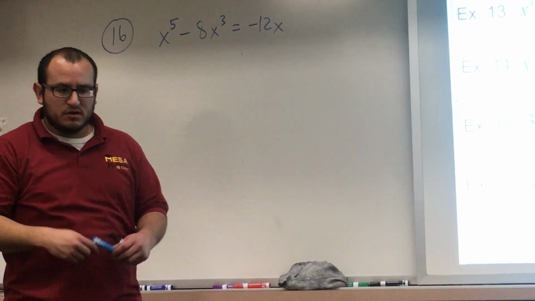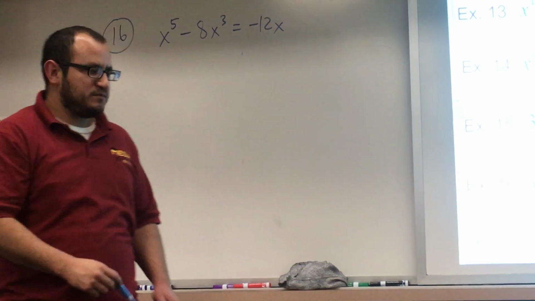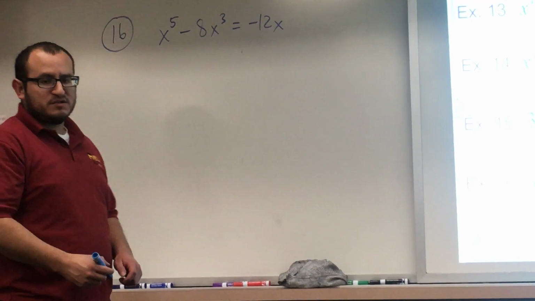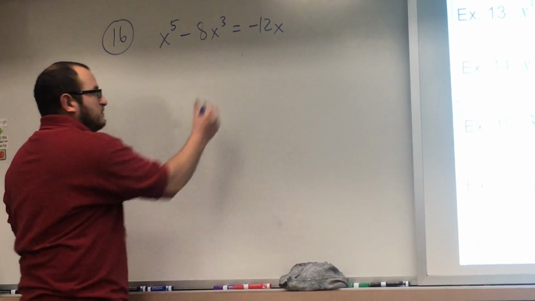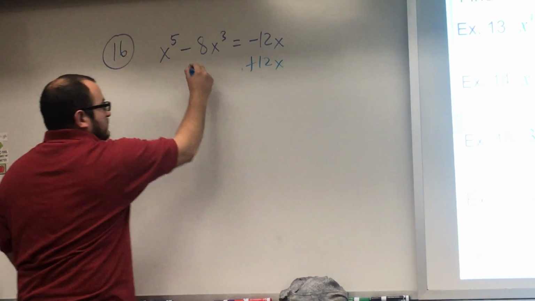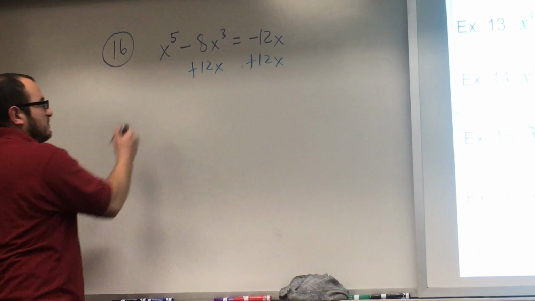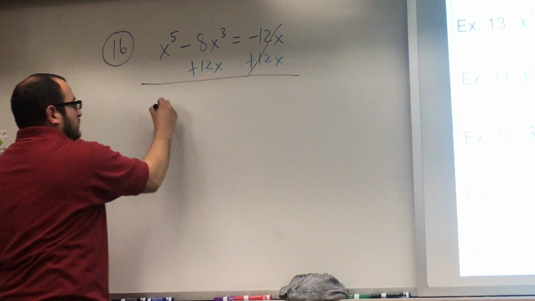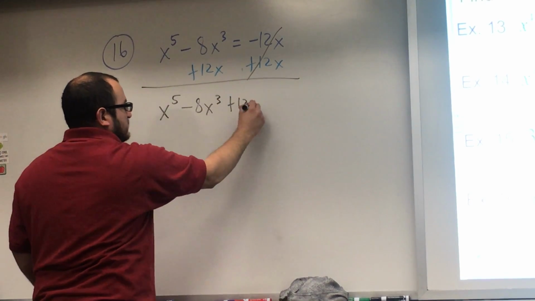Alright, so again, you want to go down the list: box method, GCF, grouping, and cubic formulas. Okay? So if you look at it, it's not box method because you don't have a last term. And first, we have to actually move that 12x over. So, first step, move it over. Remember, rule of thumb, you want to move everything over to the same side. x to the 5th minus 8x cubed plus 12x gives you 0.